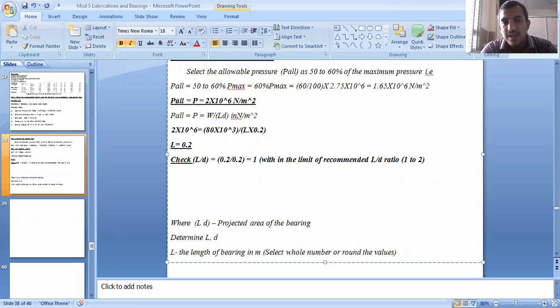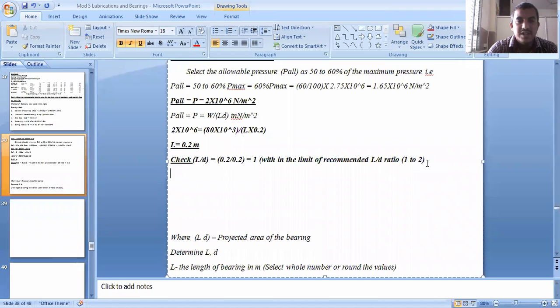Now we need to write here: L is equal to 0.2 meter and D is equal to 0.2 meter. L by D ratio is 1. Clear? Now after this, go for check actual pressure.